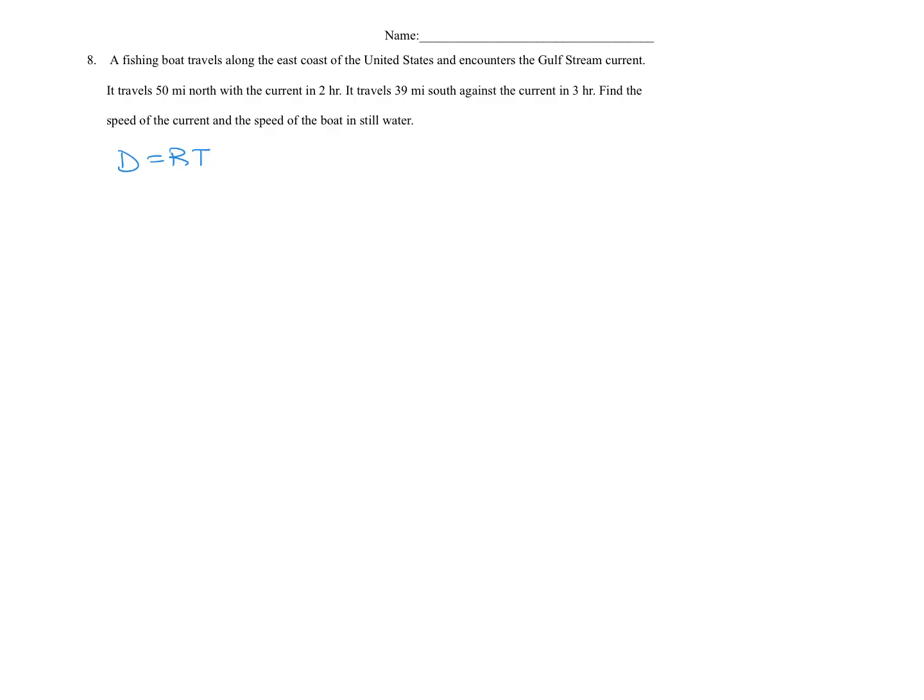The first thing you want to do is pick variables to represent each one of them. So once again, like before, we're going to let x equal the speed of the boat in still water, so assuming there was no current at all.